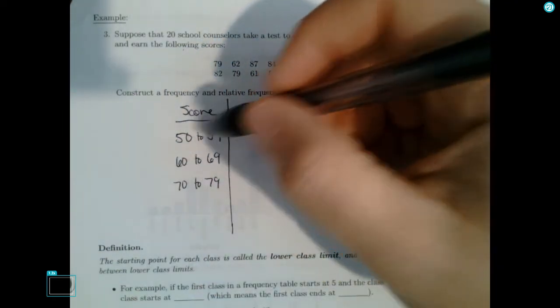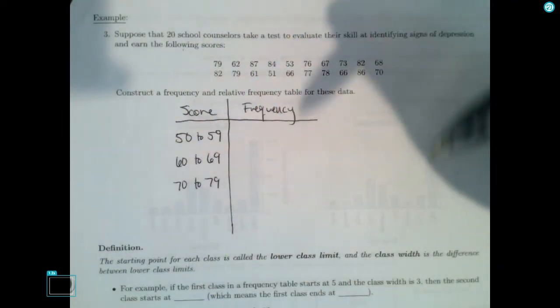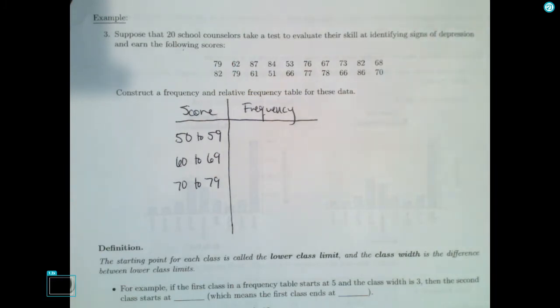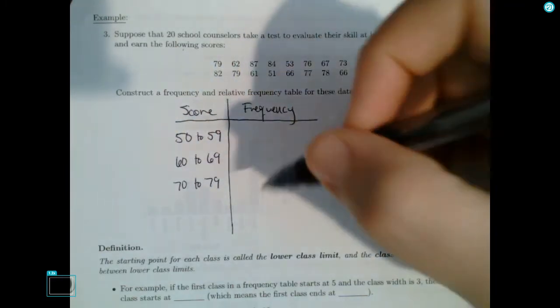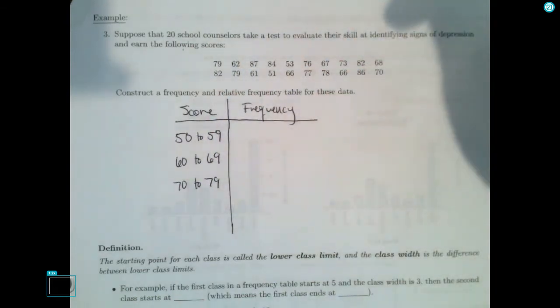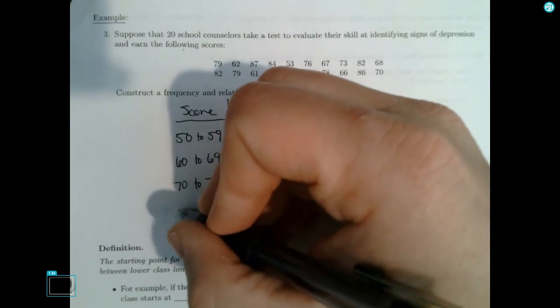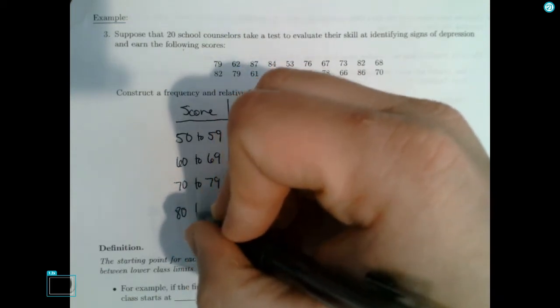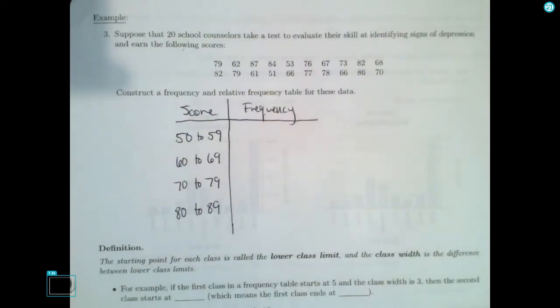And by the way, it doesn't always have to be by tens. It could have been by fives or by threes or whatever. This is just the way that I thought, because I don't have a ton of space to write down this frequency table. But we need to go all the way up to probably 90, so the next one will go from 80 to 89. And actually, I think that's probably good enough. But let's go through and count them now.